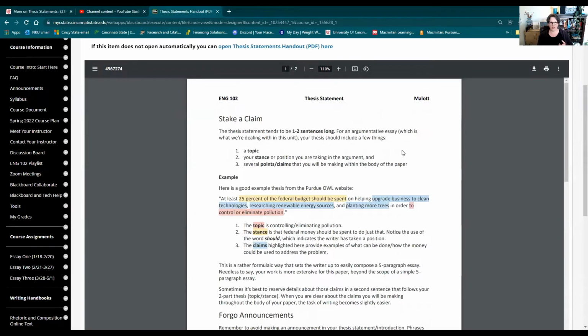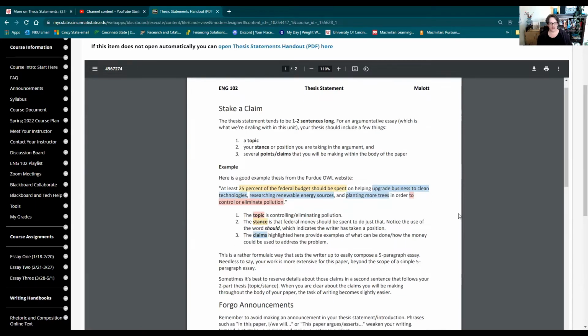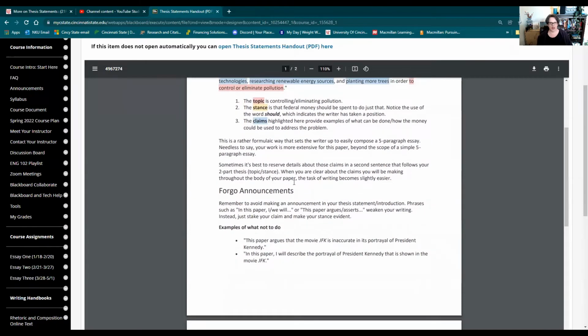You have your topic, you have your stance or the position you're taking in the argument, and then ideally, you have several points or claims that you're going to be making within the body of the paper. And those claims are supported by the sources that you're researching. So there's some examples here taken from the Purdue OWL website. So you take a look through that, and there's some color coding there that helps you see how this thesis statement is put together.